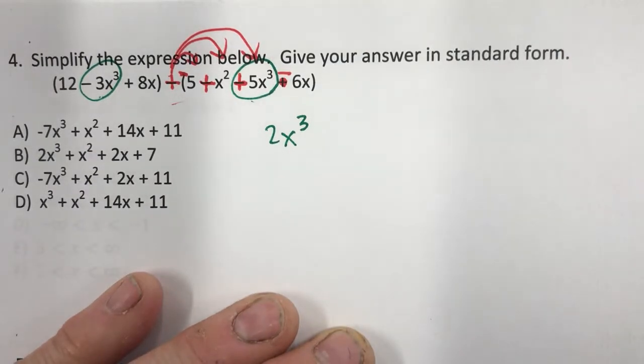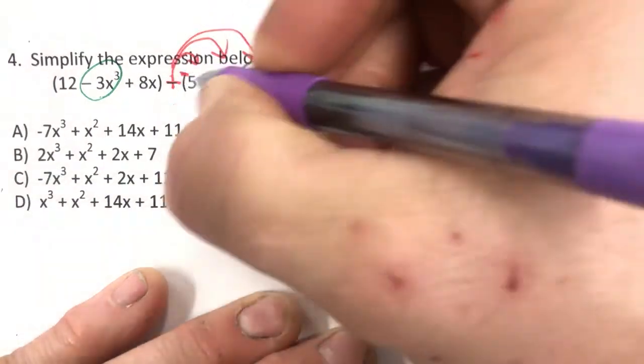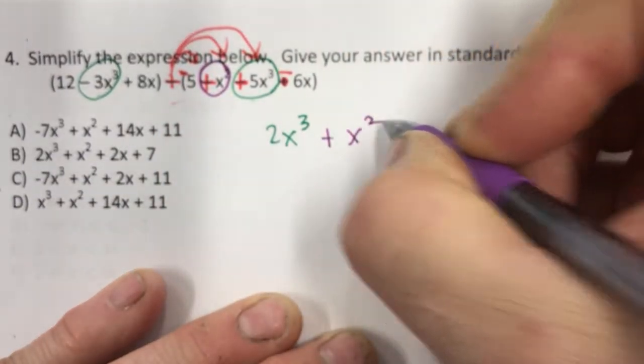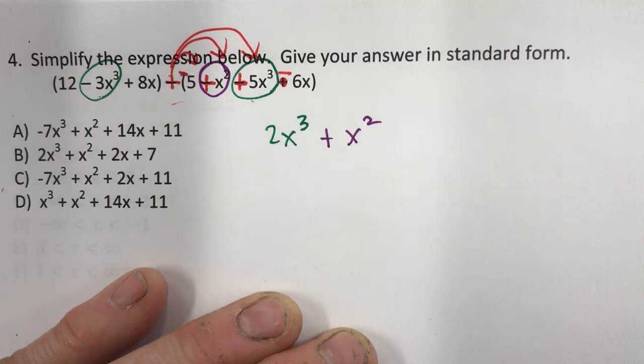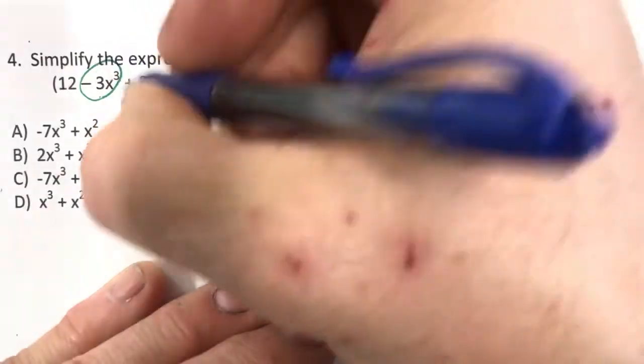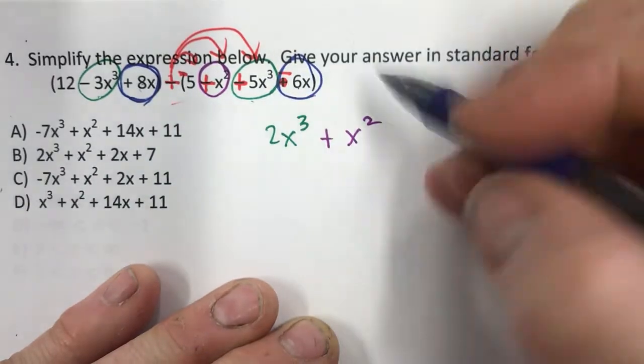Okay. Next exponent would be x squared. Looks like I just have this one x squared right here, so plus x squared. Then x term. All right, here's an x term, and here's an x term. So we do 8 plus negative 6, which is a positive 2x.